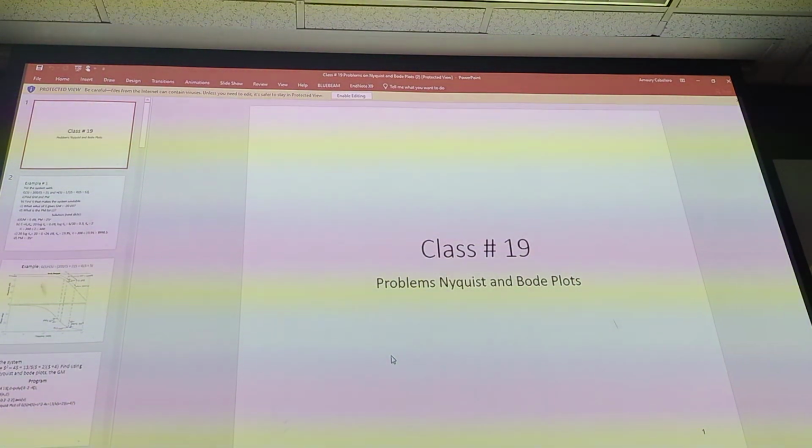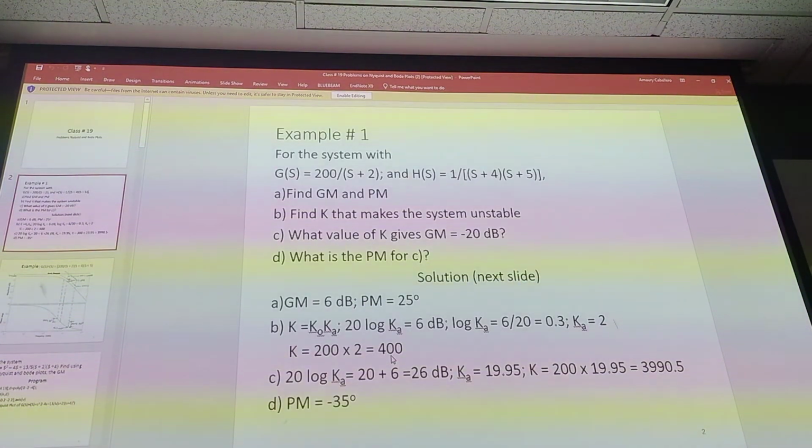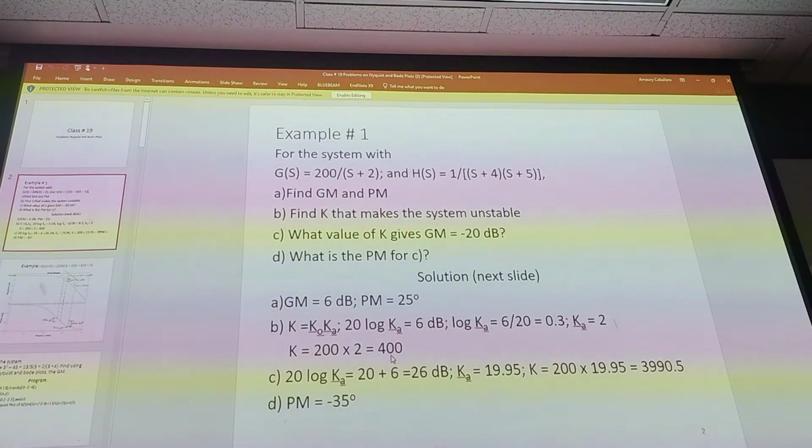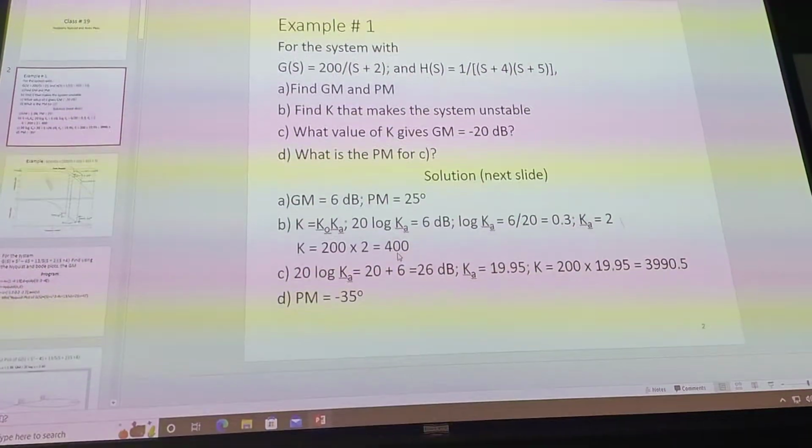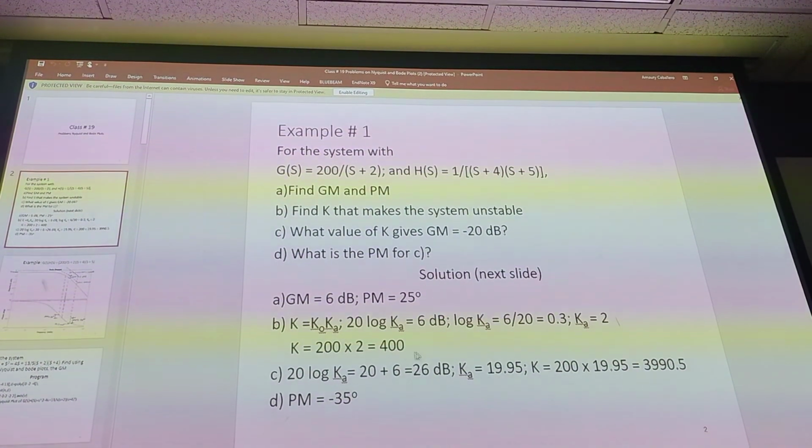Okay, let's start solving some problems in order to clarify the concepts. First problem. We have a system where G is 200 over s plus 2, and H is 1 over (s plus 4)(s plus 5). And now we want to find out the gain margin and phase margin. That's the first question. Let's go.